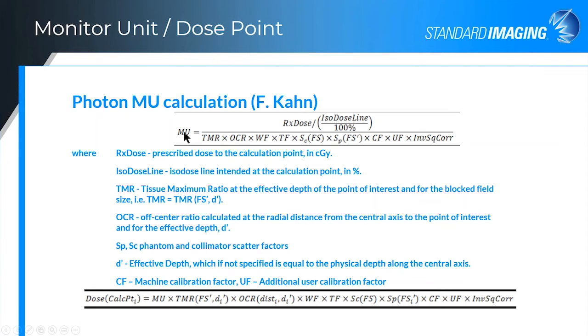And this should look familiar to all of you, where the MU is calculated based on the prescription dose to the calculation point, isodose at the calculation point, tissue maximum ratio, the off-axis correction factors, wedge factors, phantom and collimator scatter factors, etc. And then finally, the dose is calculated for each point using the equation at the bottom of the page. Specifics for the IMSure calculation are further detailed in the references by Zing et al., as well as in the IMSure manual.